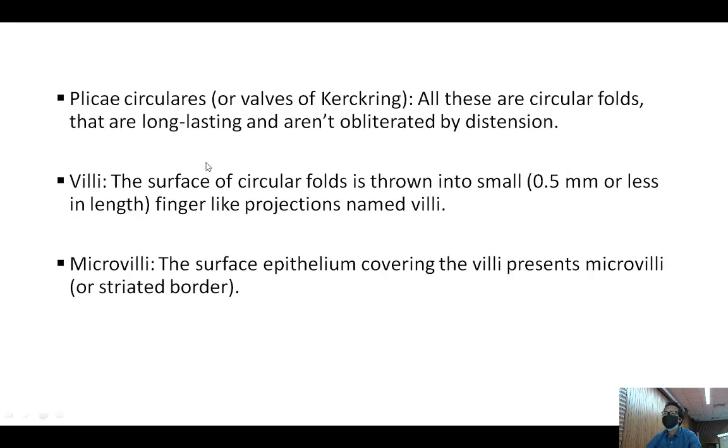I just said, villi are finger-like projections that help in increasing the surface area of the small intestine so that they can absorb better. And microvilli are on the surface epithelium covering the villi, again increasing more surface area.